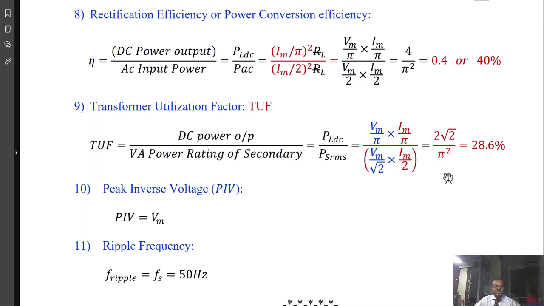So today we have seen the half wave rectifier circuit diagram, operation, waveforms at various points, and various performance measures, and we conclude about the quality of the half wave rectifier.